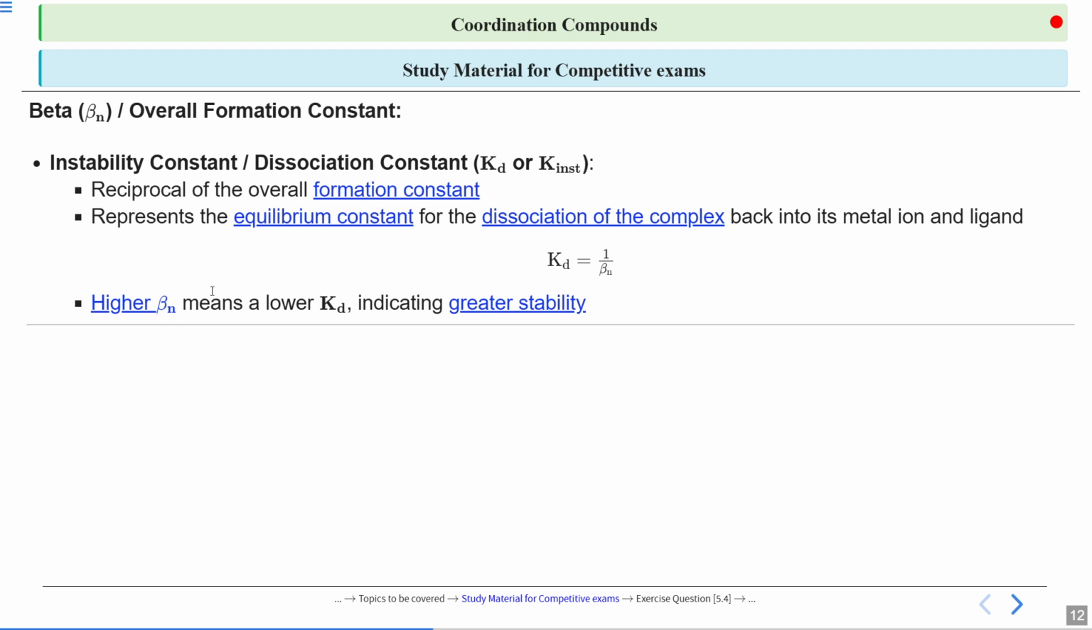A higher overall formation constant means a lower dissociation constant value, which indicates greater stability, because we are proceeding towards the formation of the complex. That means if we have a higher beta n value, we have a lesser dissociation constant, because they are inversely related. So a higher beta n and lower Kd indicate greater stability of our complex.